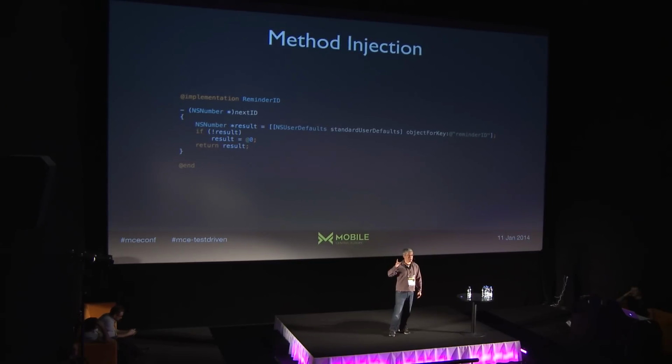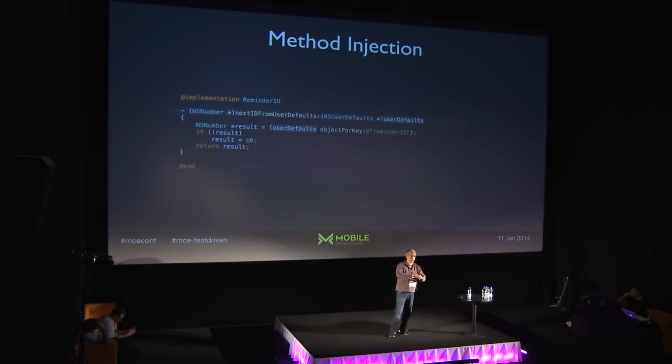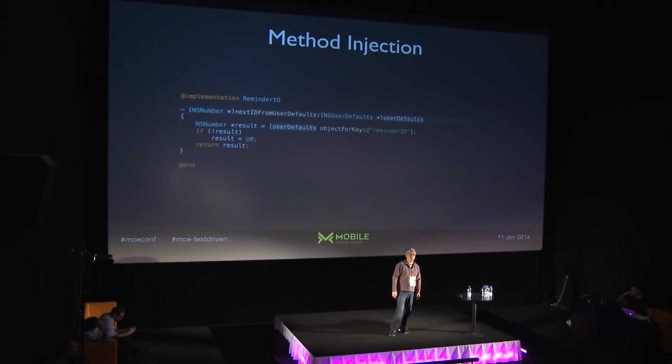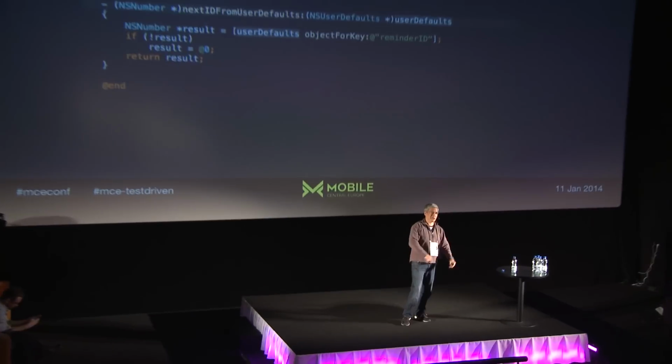Xcode claims to do the same thing, but it won't let you add an argument. In AppCode, I can go in and say, change signature, I want a new argument, and it will go and change all the callers, and it will just pass in nil, everything will still work, and then I can find all those callers. So you see what I did here. I just changed the signature from just plain nextID to nextID from user defaults, and I just pass in, please use these user defaults.